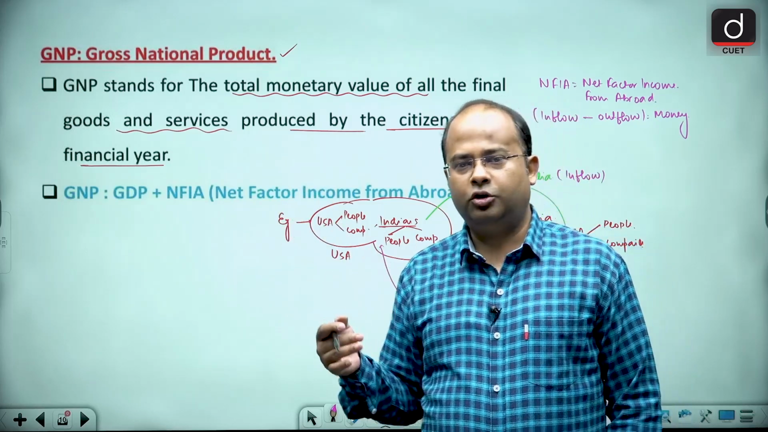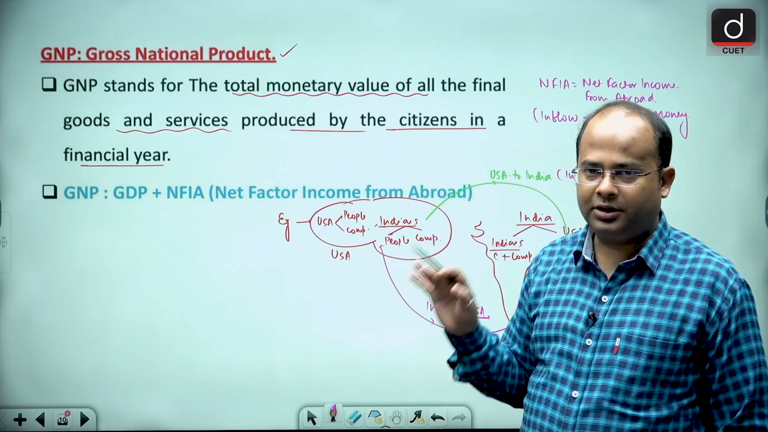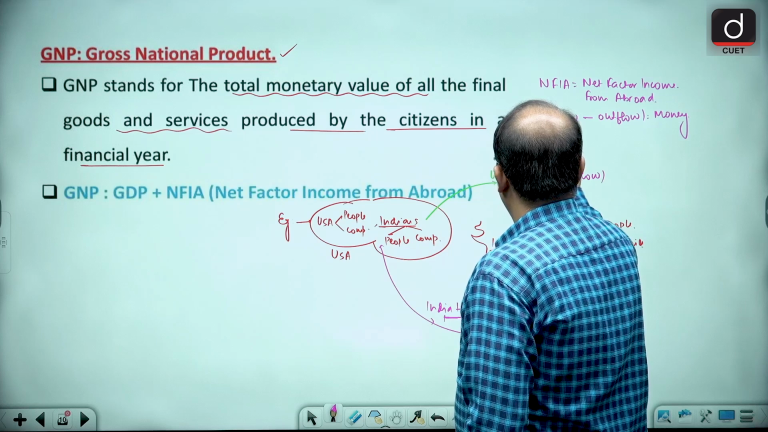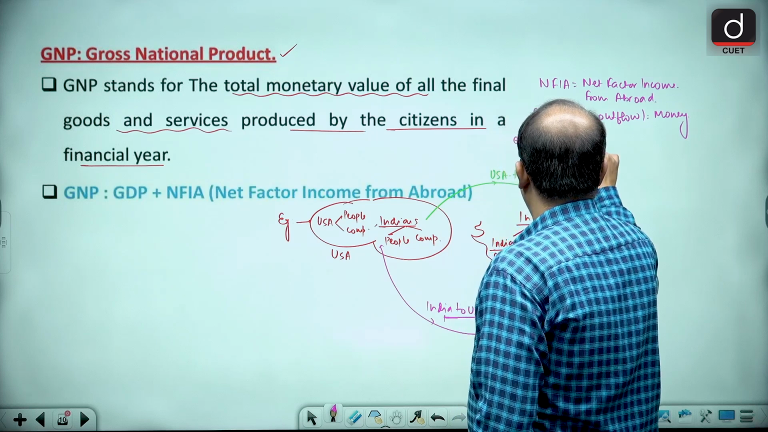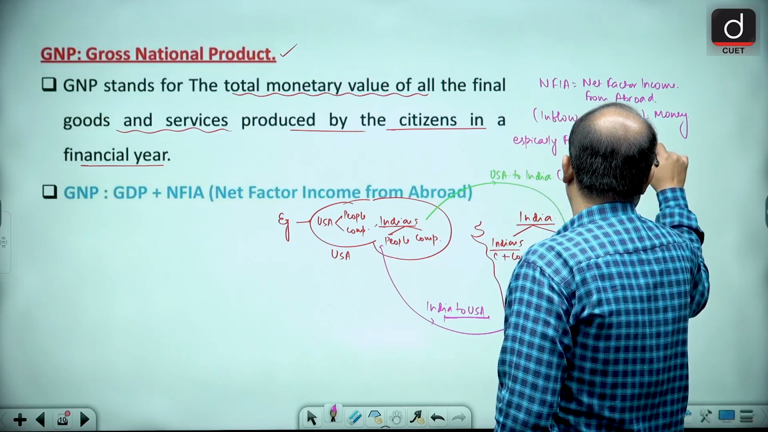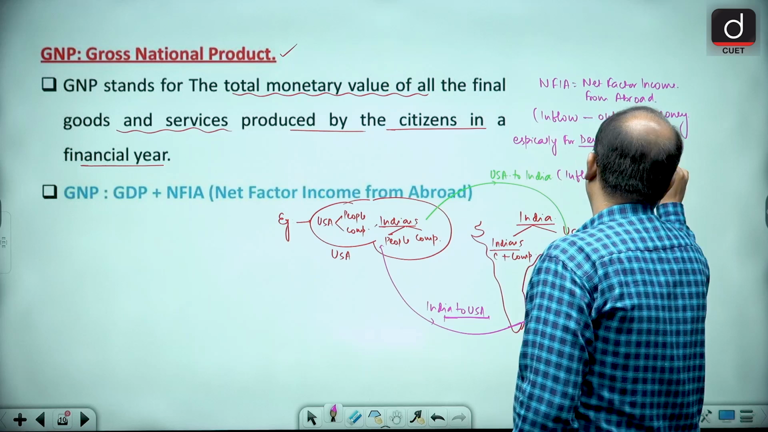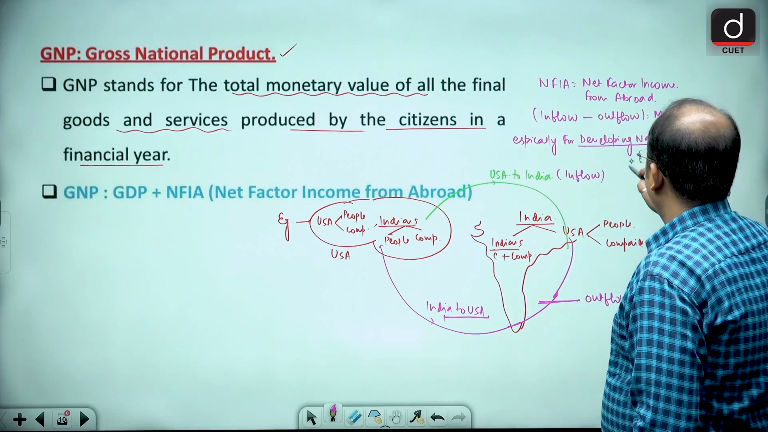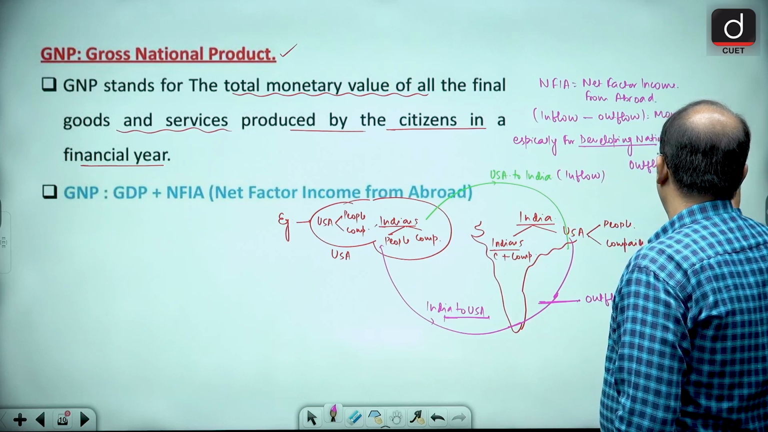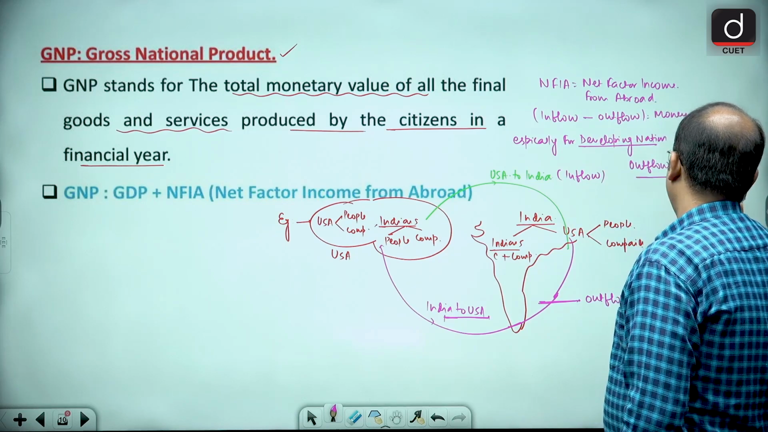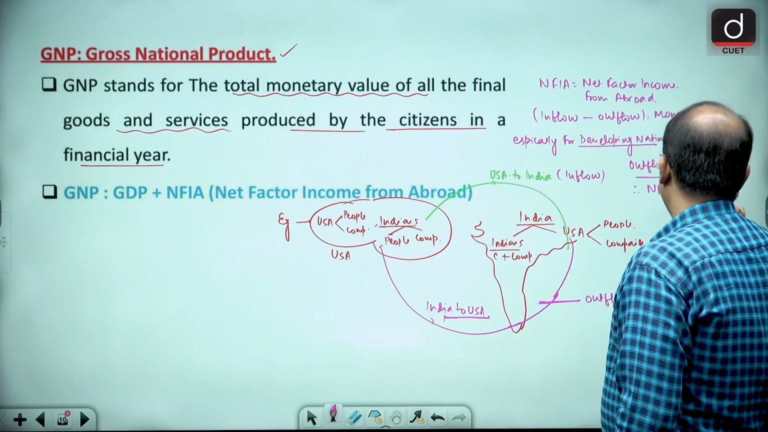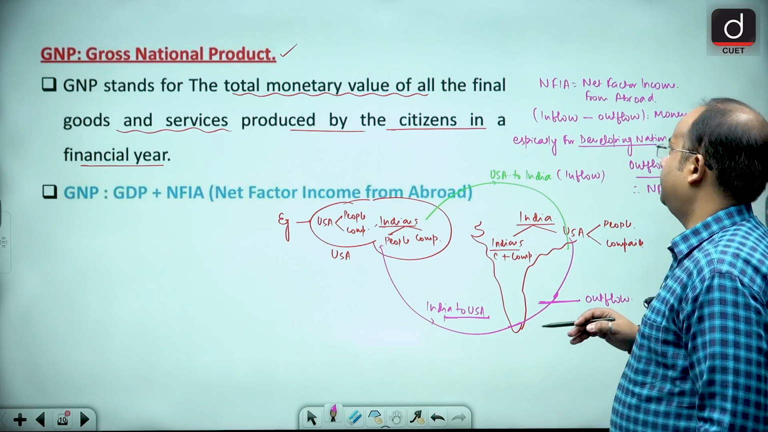So guys, overall you will find that especially for developing nations, this outflow is greater than inflow, therefore NFIA becomes negative. So NFIA becomes negative.